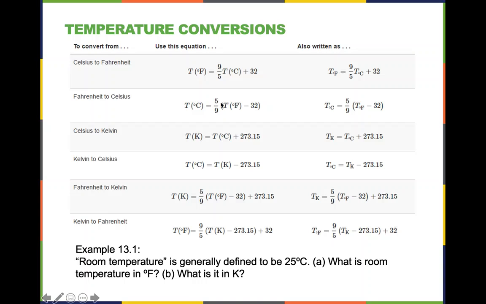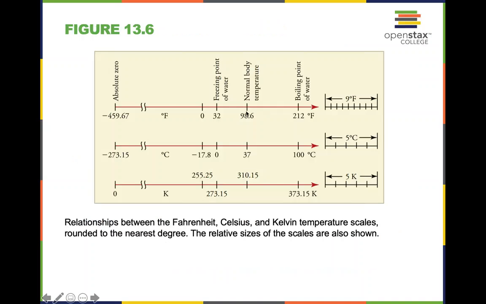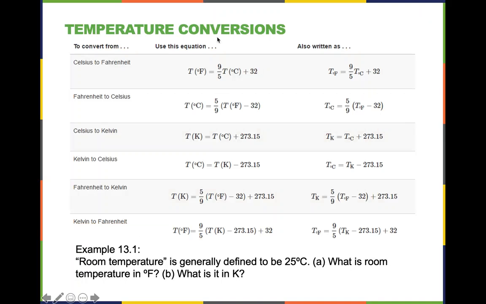For Fahrenheit to Celsius, we do the inverse: 5 over 9 times the temperature in Fahrenheit minus 32 degrees. So if we go back here, if we're trying to go to Celsius, we'll take the 32 minus the 32 times the 5 over 9.